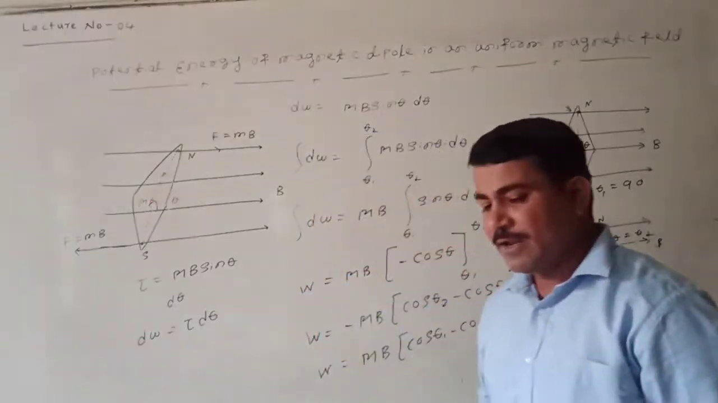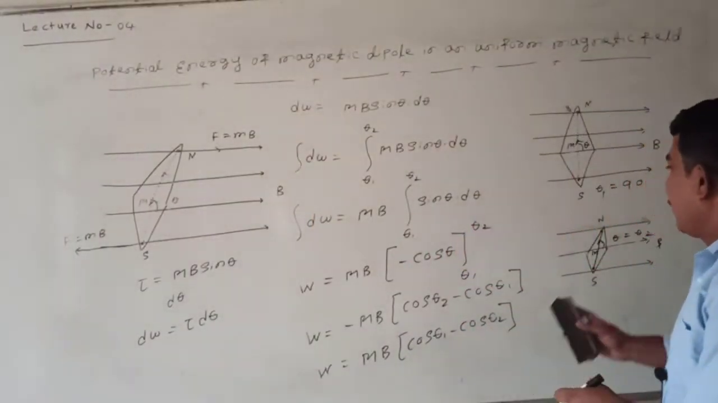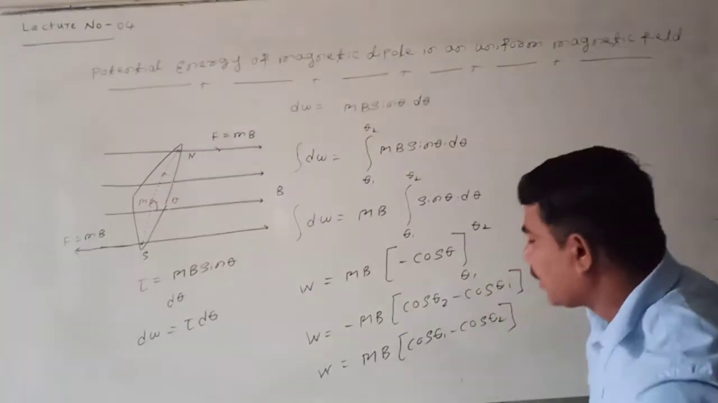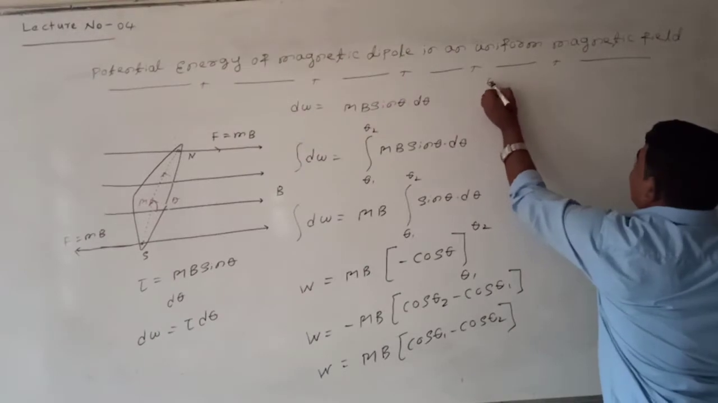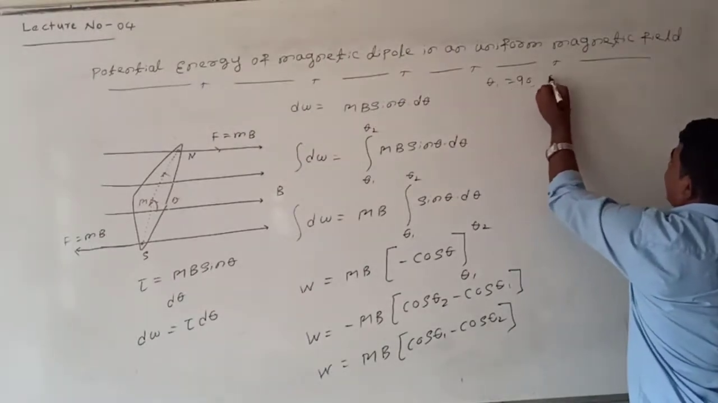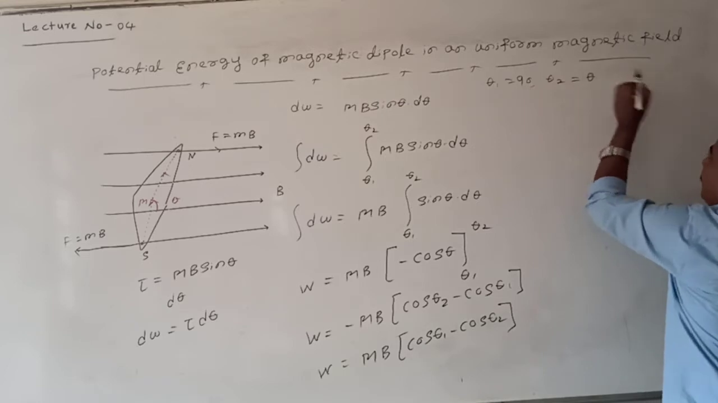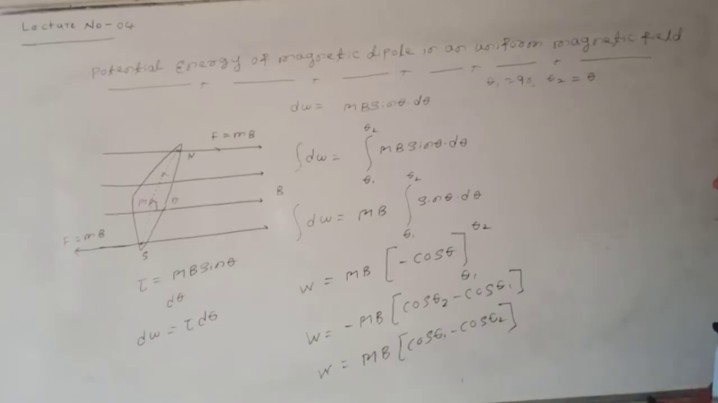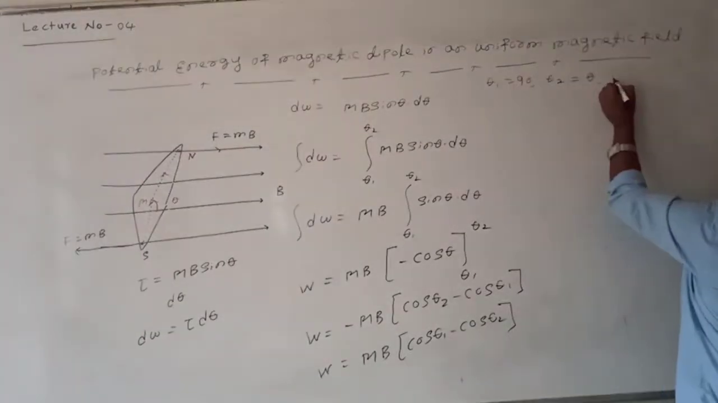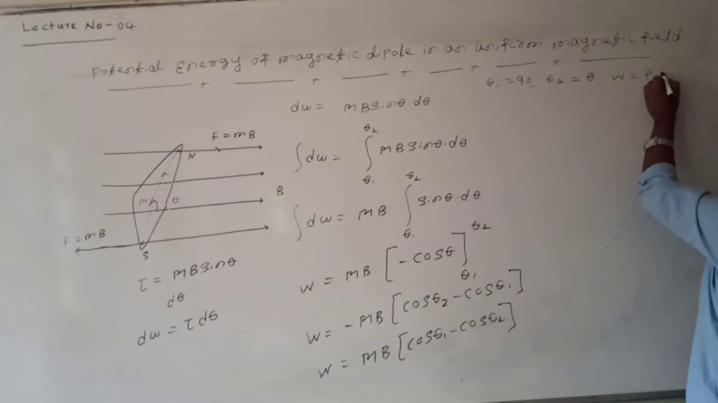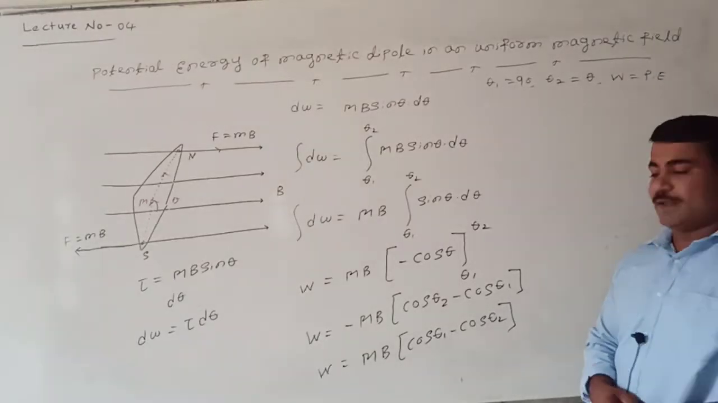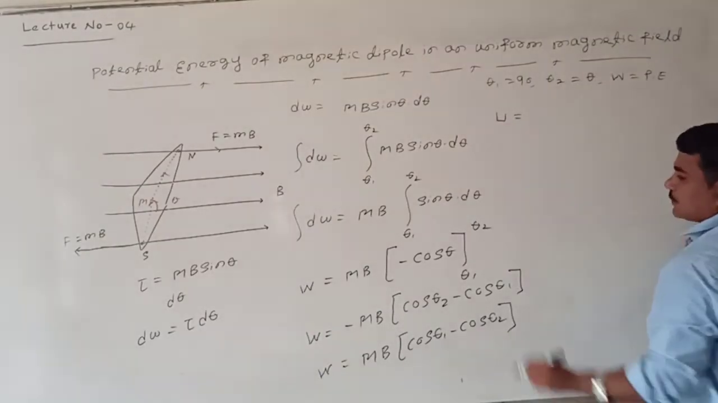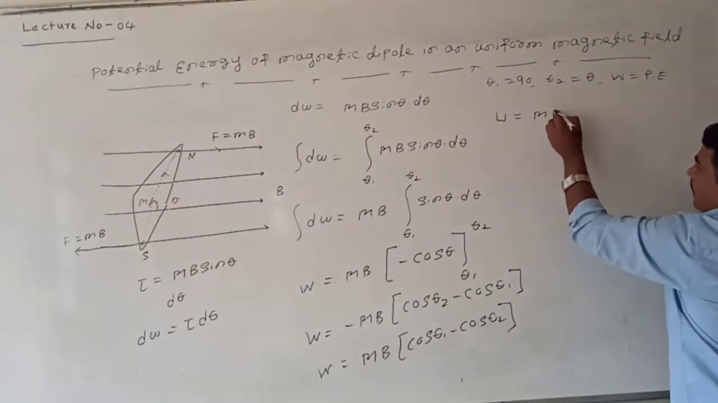I mean the condition must be directly like this. The total work done stored as potential energy for this condition must be theta 1 is equal to 90 degree and theta 2 is equal to theta. Right? If that is the case, then this total work done is nothing but the potential energy of the magnetic dipole. Potential energy can be represented by U. So M into B, keep it the same.